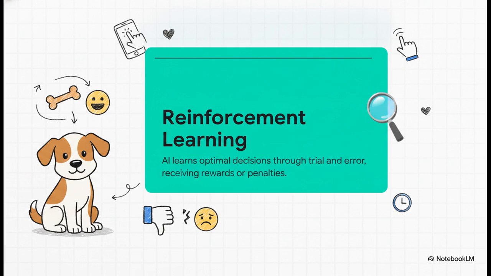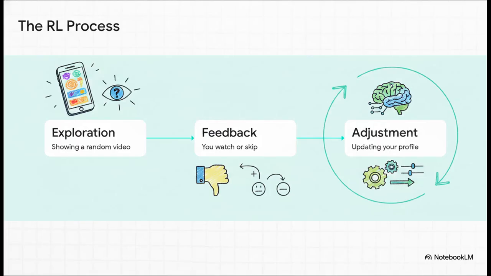The algorithm is constantly testing your preferences in real time, receiving positive mathematical rewards when you watch a video all the way through, and negative penalties when you aggressively scroll past a video in milliseconds. Let's walk through the exact three-step loop the algorithm uses every single time you touch your screen. Step 1 is exploration. The agent tries a random move. It might show you a video slightly outside your usual vector cluster just to see what happens.